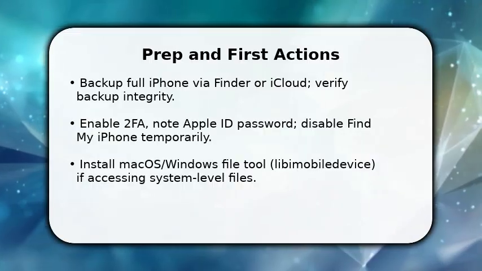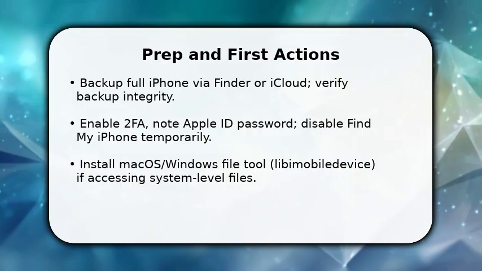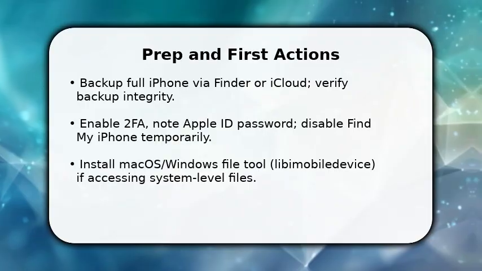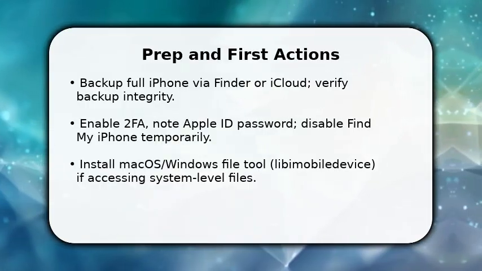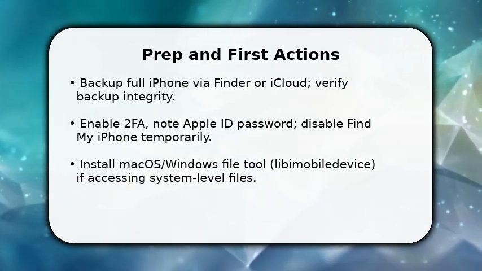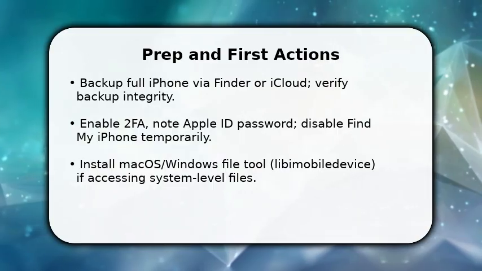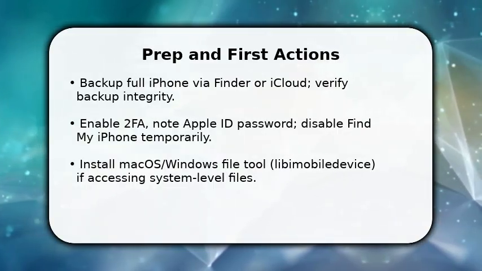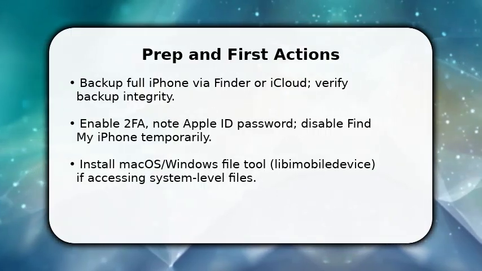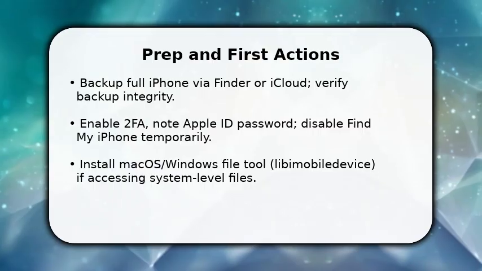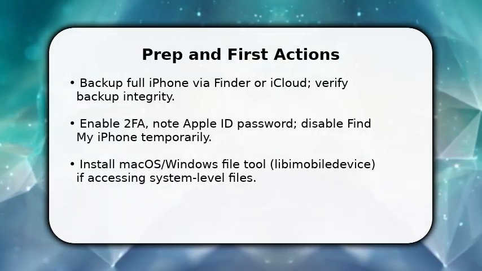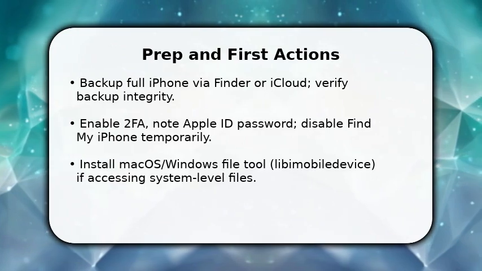You start by protecting your data. Make a full encrypted backup to Finder or iCloud and confirm it completed. Once done, sign into Apple ID and enable two-factor authentication so you don't get locked out, then temporarily turn off Find My iPhone. Next, install and trust a low-level tool on your computer, libimobiledevice or equivalent, so you can communicate with the device. These steps ensure you can revert changes and that you have the necessary connection to begin safe file access. Now access the file system.